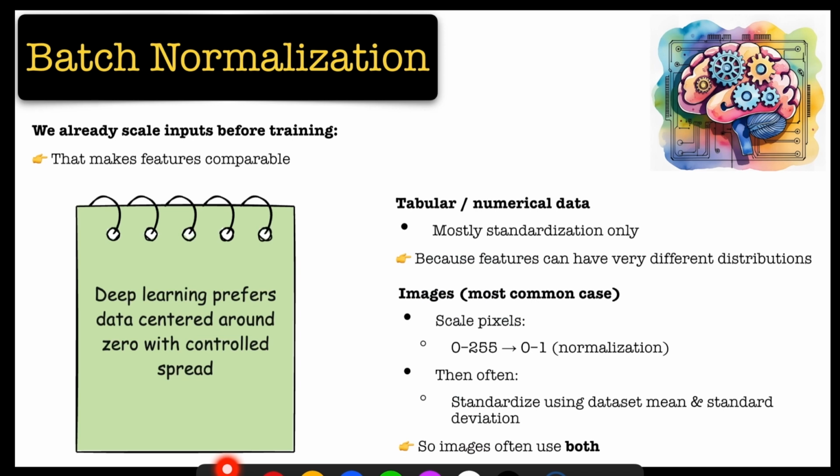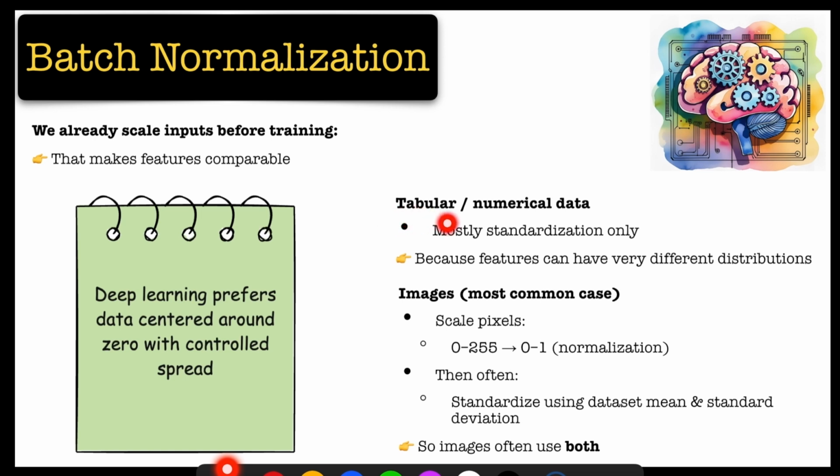Now, we already scale the inputs because we saw the input data in our previous examples: age, salary, height, weight, with different ranges of data. We have to scale the data so that our model becomes more stable. Deep learning prefers data centered around 0 with controlled scale. Mostly in deep learning, standardization is used, and in batch normalization also we will be using standardization. These two terms are used interchangeably.